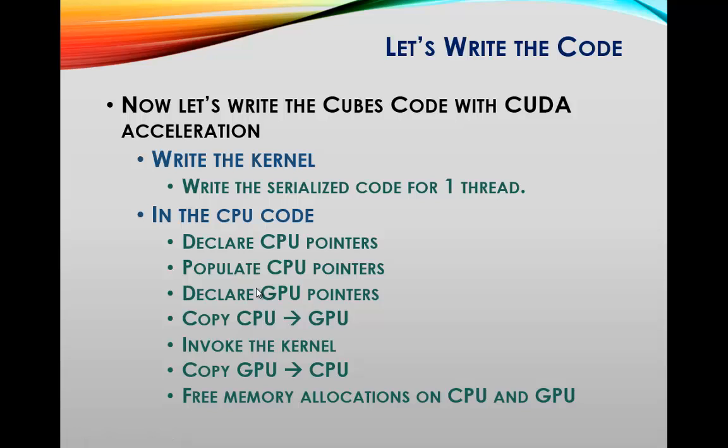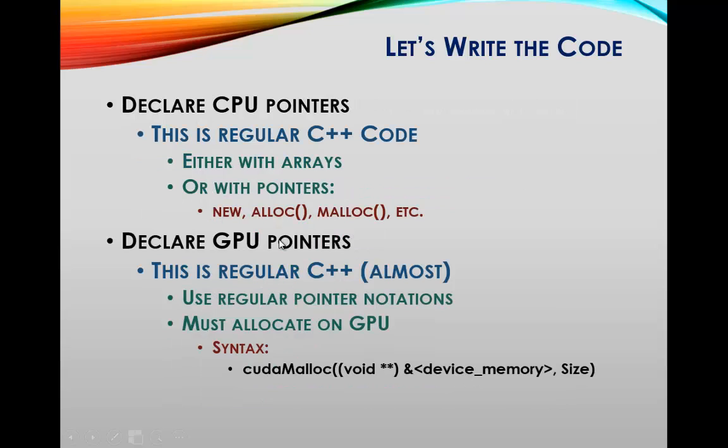So almost any kind of program that you write is going to be composed of all these very basic steps. You declare your data pointers on your CPU side, on the host side, same with the GPU side. You populate your data pointers on the CPU side, copy the values to the GPU pointers, essentially transfer your data from host to device, have the device run the kernel on the device side data, and then copy the results back to the host, and then free up all the memory.